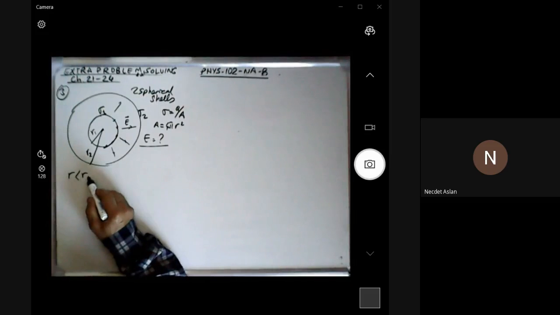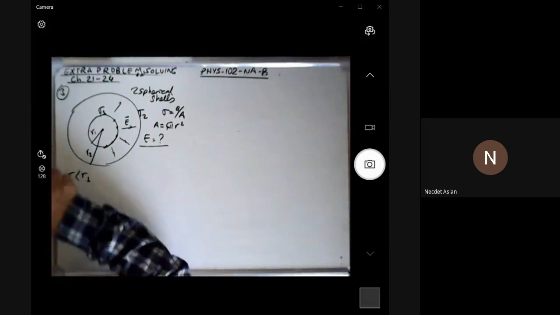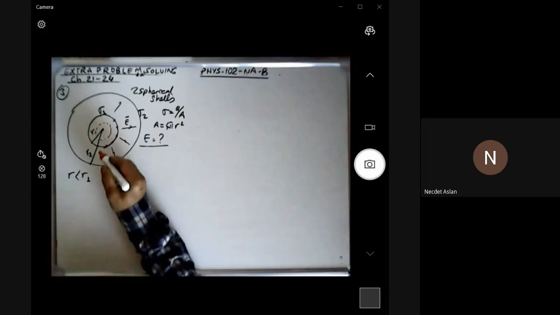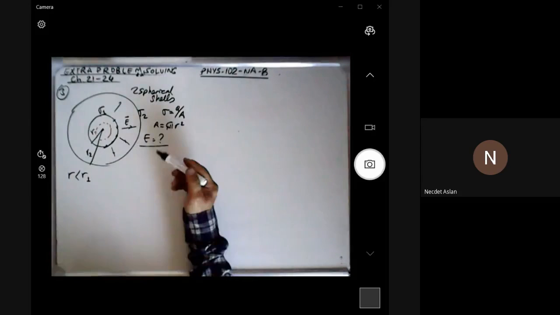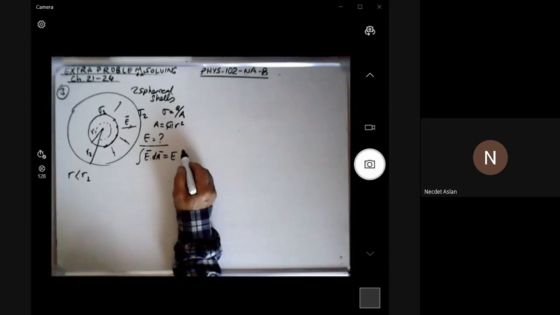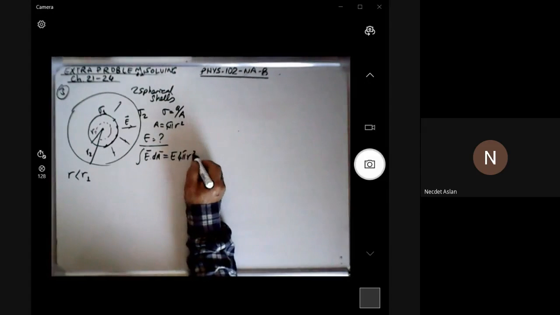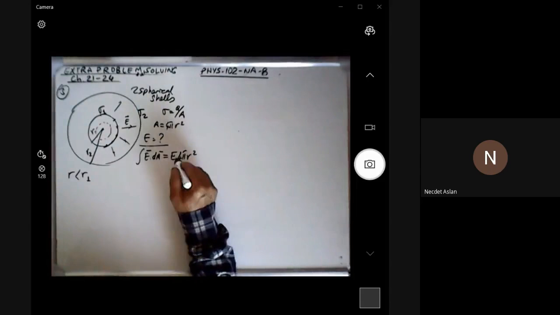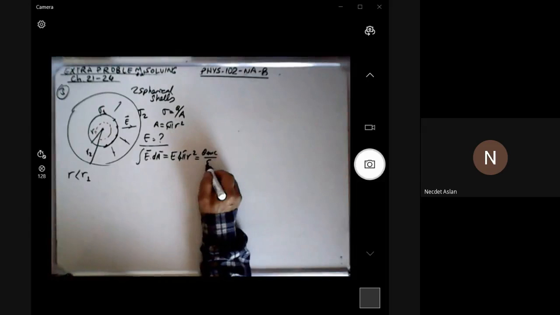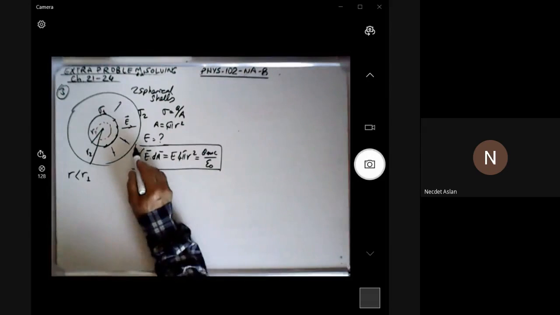When r is less than R1, if we use Gauss's law, Gaussian surface, okay, there will be no charge included, so that Q enclosed is 0, and we will have basically just the integral of E dA, which gives you E times 4 pi r squared, because E is going to be constant for the spherical case. Right-hand side, Q enclosed divided by epsilon 0. This was Gauss's law, remember? Okay.